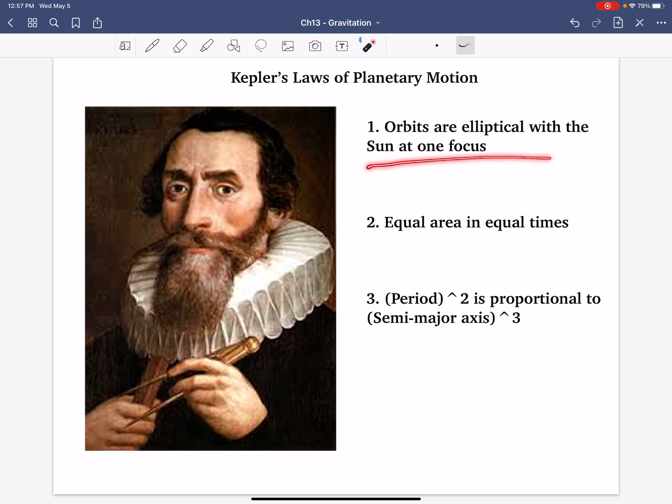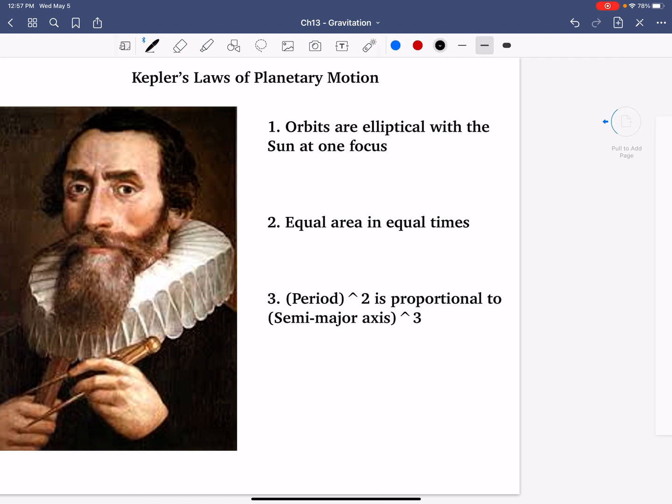So let's start off with Kepler's first law of planetary motion. He said that orbits are elliptical with the sun at one focus. I should say that Kepler only focused, if you will, on planets around the sun. So let's take a look at this.